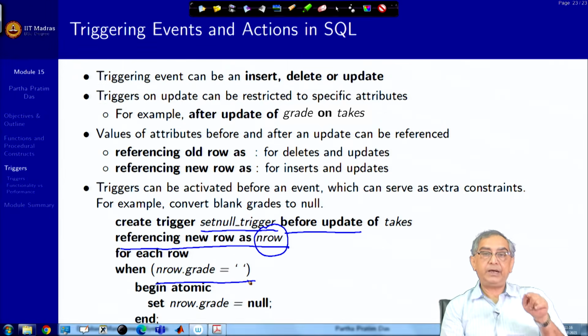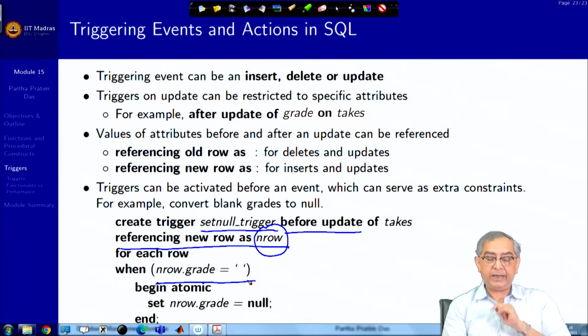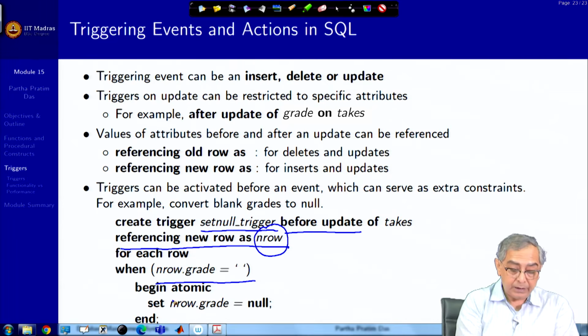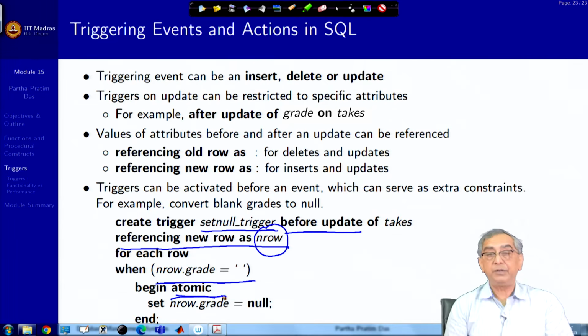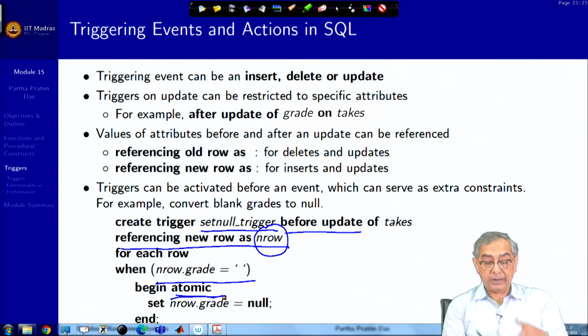that is the grade already available in the new row. If it is blank, make it null. And then you do the update. Otherwise, maybe the update logic will not work properly. Right? And you have this as atomic because it has to happen or not happen. It cannot be halfway.